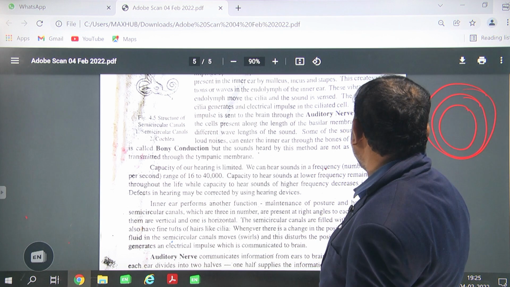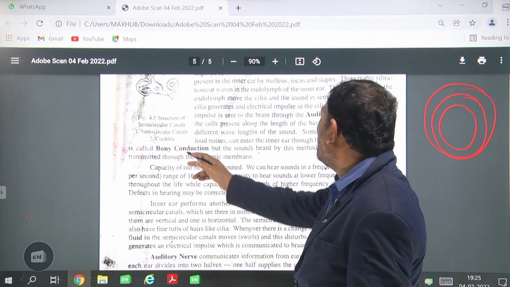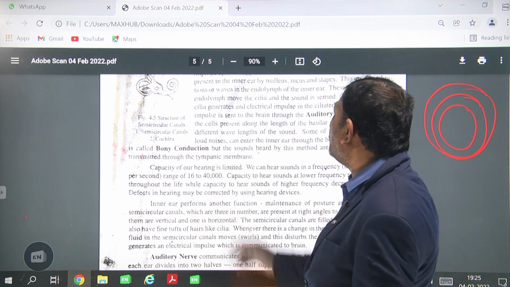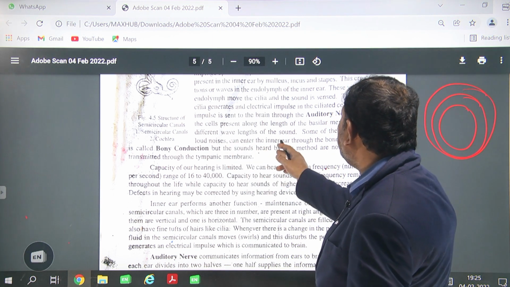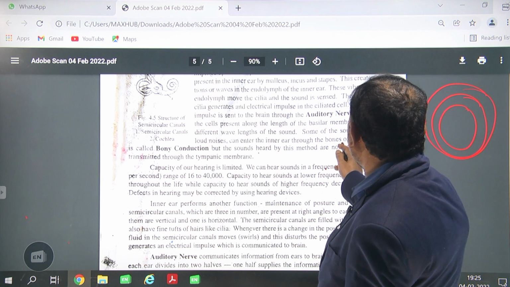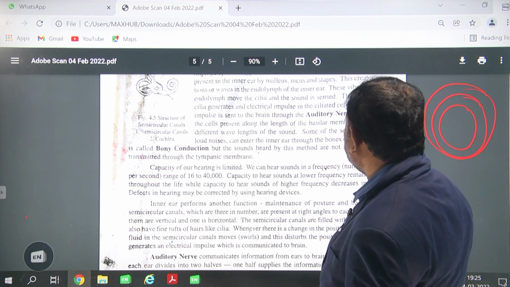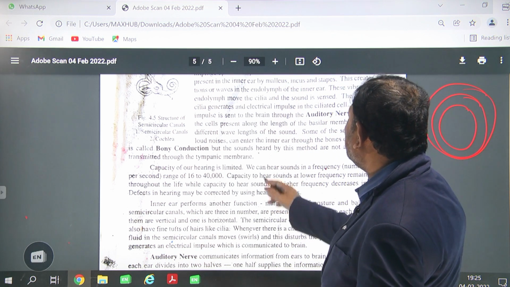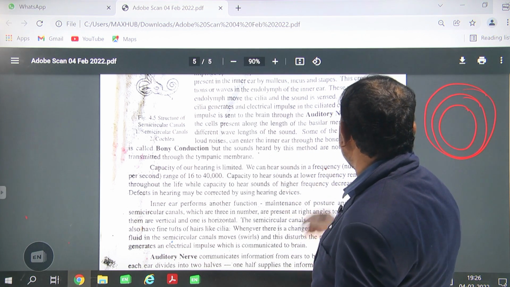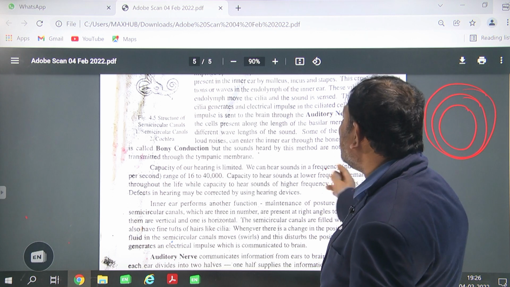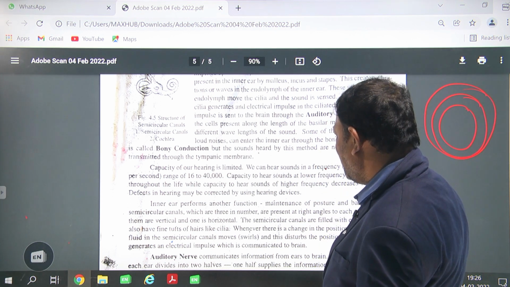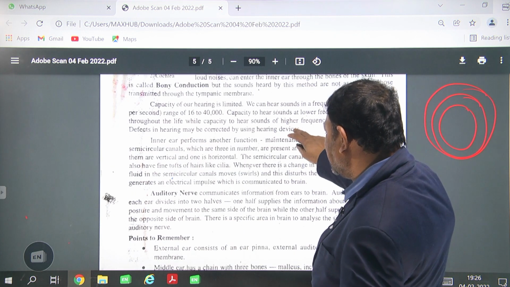Also very important is bony conduction, which means some sounds, especially loud noises, can enter the inner ear through the bones of the skull. This is called bony conduction. But the sounds heard by this method are not as clear as those transmitted through the tympanic membrane.